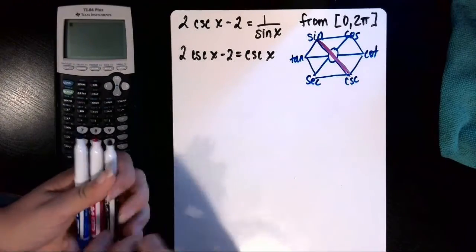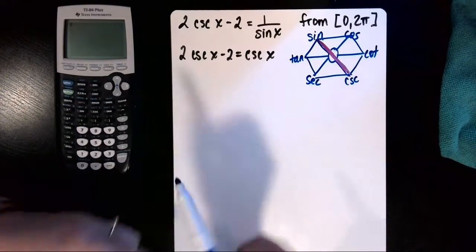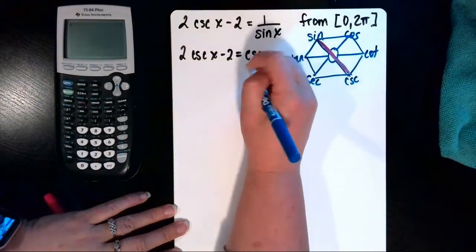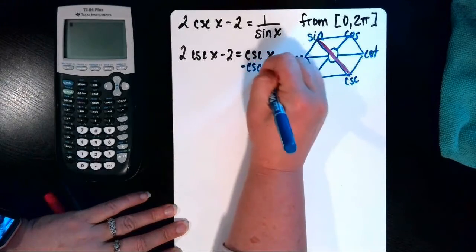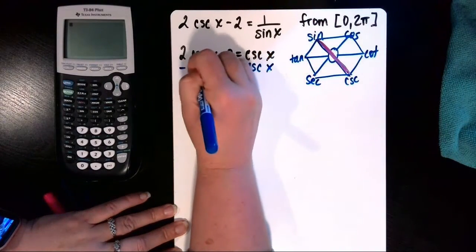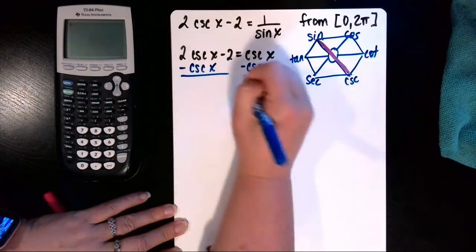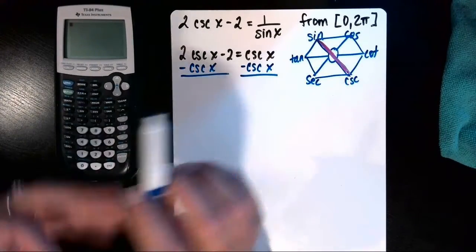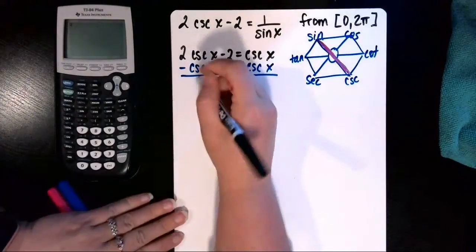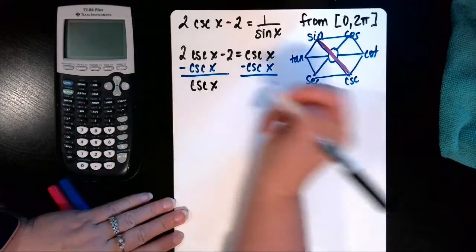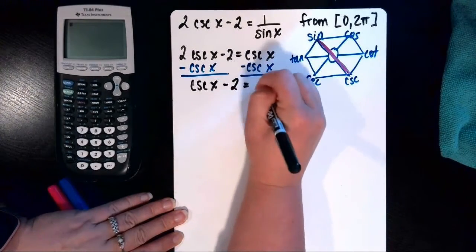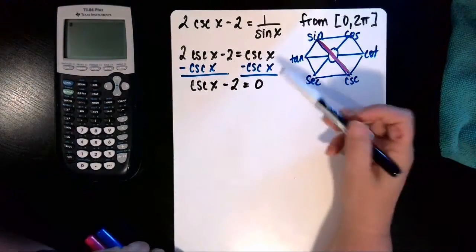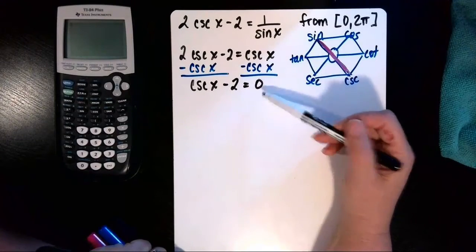So in the next step, now we're going to go ahead and combine some like terms here. So if I subtract cosecant of x from both sides, then I have 2 cosecant of x minus 1 cosecant of x. That's equal to 1 cosecant of x.